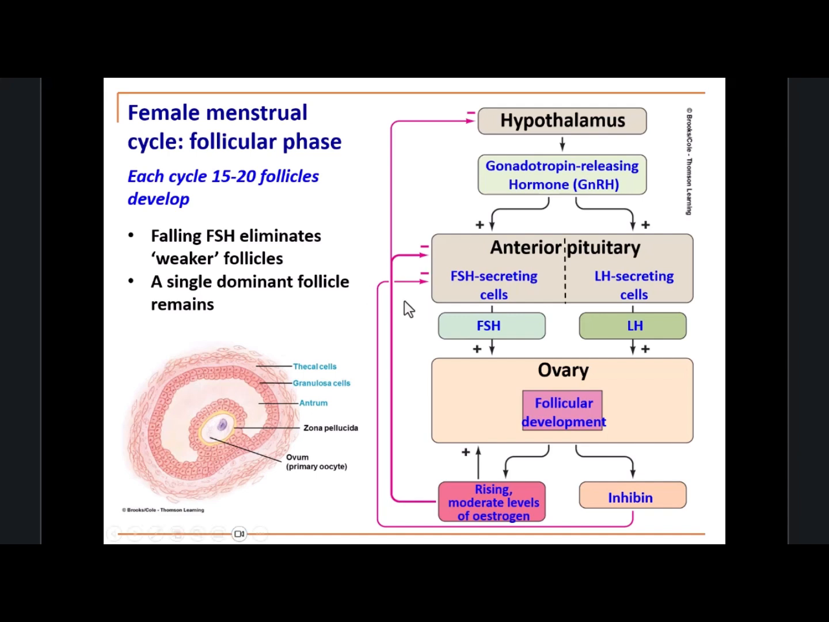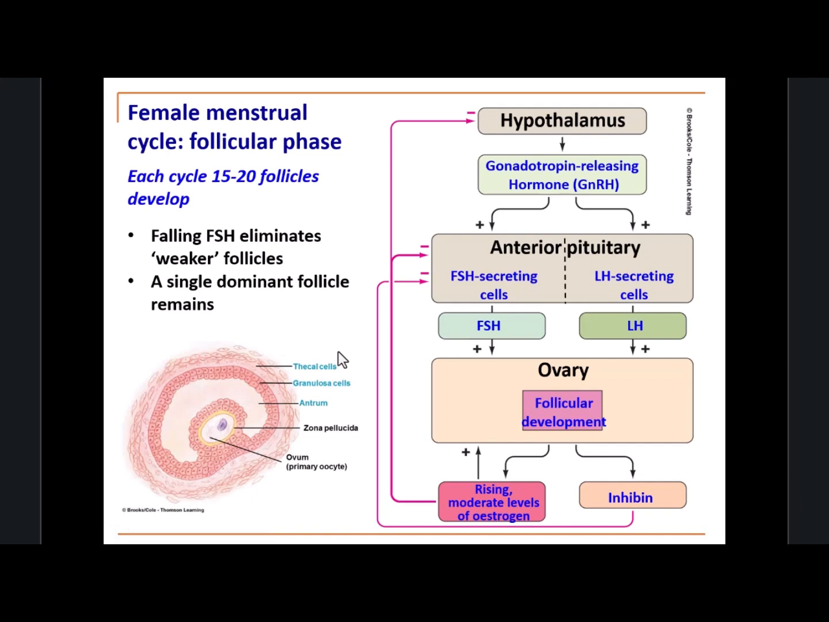So remember what's happening in the first half of the cycle. GnRH stimulates FSH, which stimulates the ovary and follicular development. The follicle itself produces inhibin and estrogen, both of which inhibit FSH. Therefore, because FSH has dropped, only the strongest follicle keeps developing, and that follicle is producing estrogen, which again helps its own development. Here's a picture of a follicle. You can see the egg with its surrounding zona pellucida, the zone around it, and the antrum, which is fluid filled, and then the different types of cells that have different functions that you really don't need to worry about.